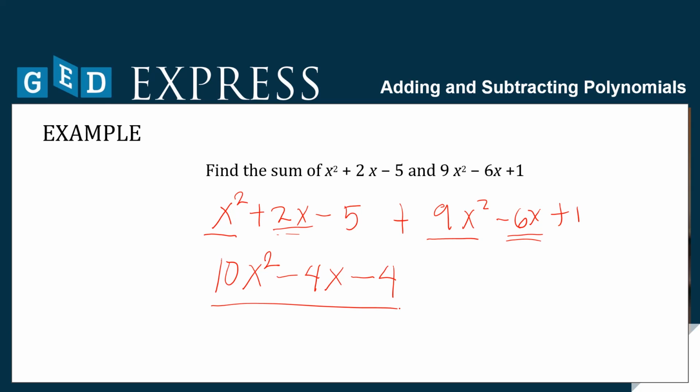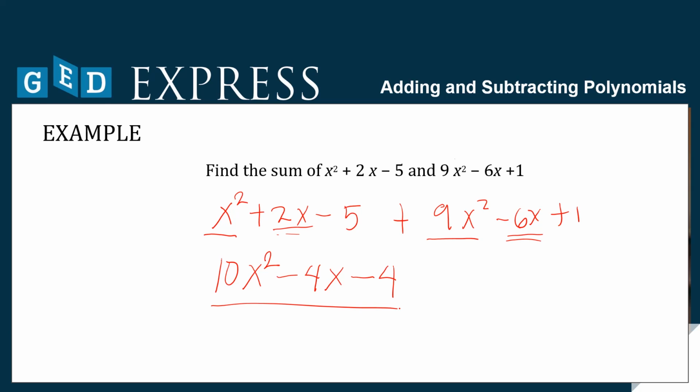Notice that it doesn't matter if the like terms are not next to each other. For example, x to the power of 2 and 9x to the power of 2 can be combined even though there are two terms between them. Same with 2x and minus 6x, and also with the constants minus 5 and 1.